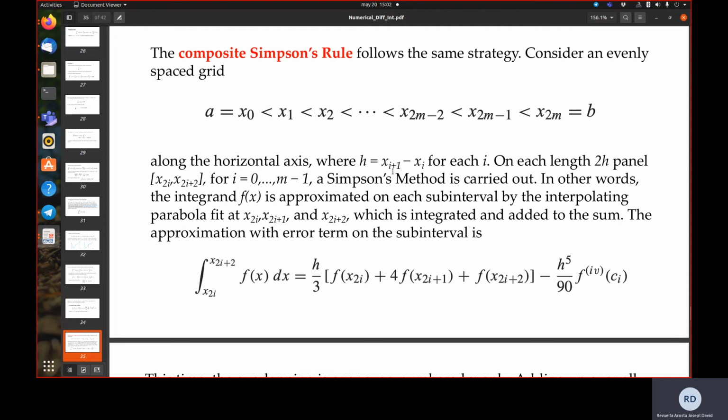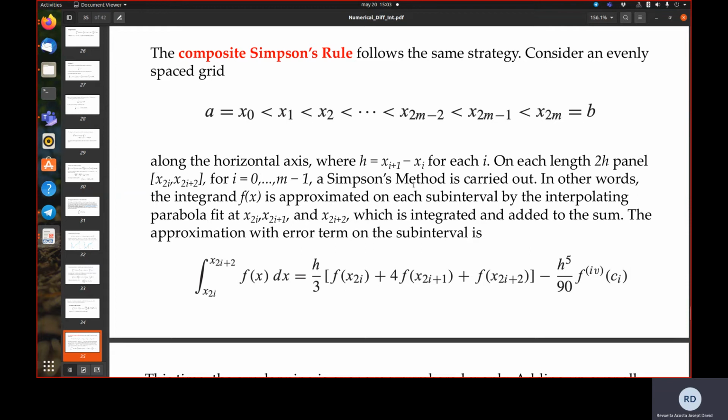And then h is going to be exactly the same thing: xi plus 1 minus xi for each of the intervals defined in the interval AB. Okay, as I said, on each length 2h panel, which is actually x2i comma x2i plus 1, for i from 0 to n minus 1, a Simpson's rule has to be defined or carried out to be able to have this summation of the integral.